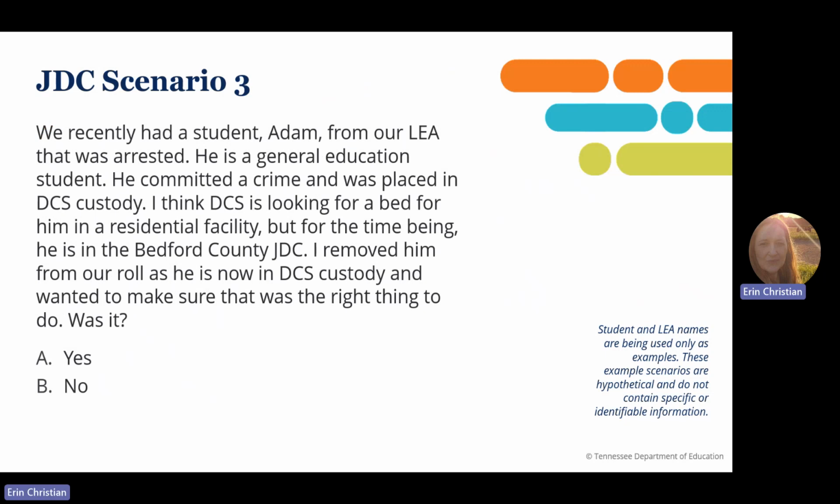Scenario 3. We recently had a student, Adam, from our LEA that was arrested. He is a general education student. He committed a crime and was placed in DCS custody. I think DCS is looking for a bed for him in a residential facility, but for the time being, he is in the Bedford County JDC. I removed him from our roll as he is now in DCS custody and wanted to make sure that was the right thing to do. Was it? A, yes, or B, no?